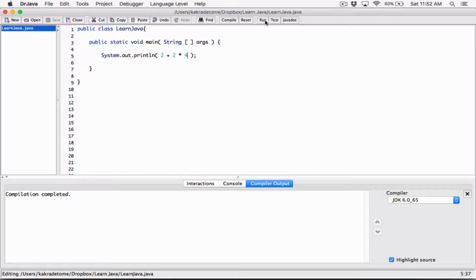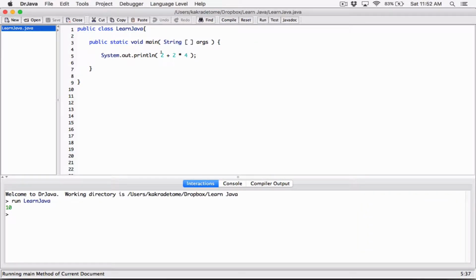That's what's happening here. If we didn't want that to happen, if we wanted 2 plus 2 to take effect first, what we have to do is surround the calculation we want to take effect first with parentheses, and that basically gives that calculation a higher precedence. It gives that operator a higher precedence.